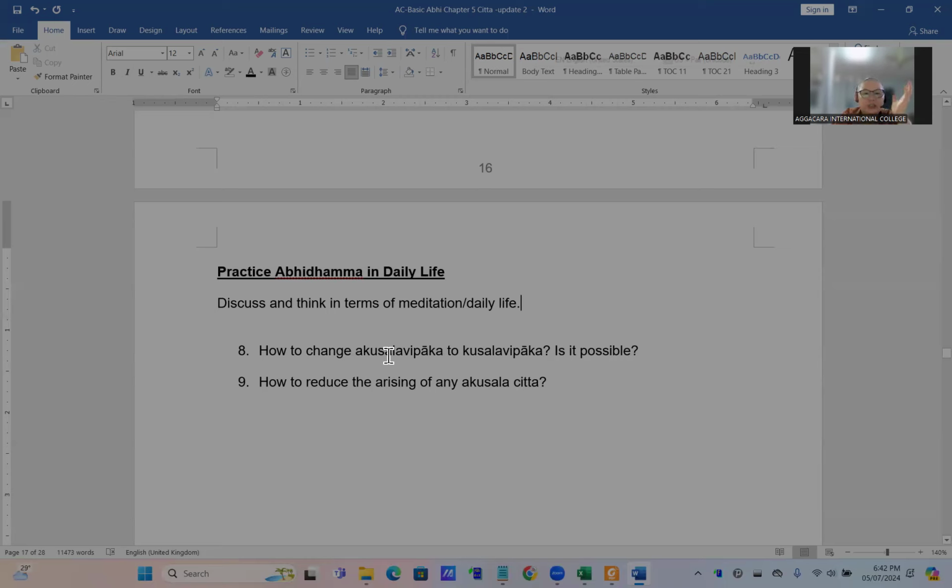How to change akusala vipaka to kusala vipaka? Is it possible? And how to reduce the arising of any kusala citta? If you just learn the Abhidhamma with all the numbers, all the charts, it's actually not important for us as a practitioner. So we should think about if people ask you this question, or if you ask yourself this question, is it possible or not?